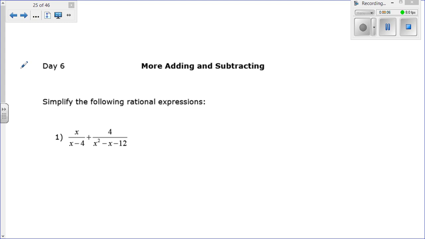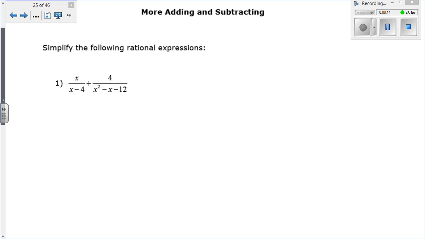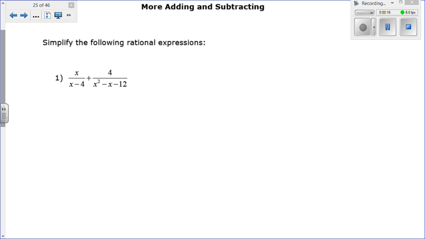Hi, and welcome to day 6 of Rational Expressions. We are just adding and subtracting some more. So we're going to simplify the following rational expressions. Now remember, the first thing we need to do is factor any denominators that we see that are factorable so we can find our LCD.